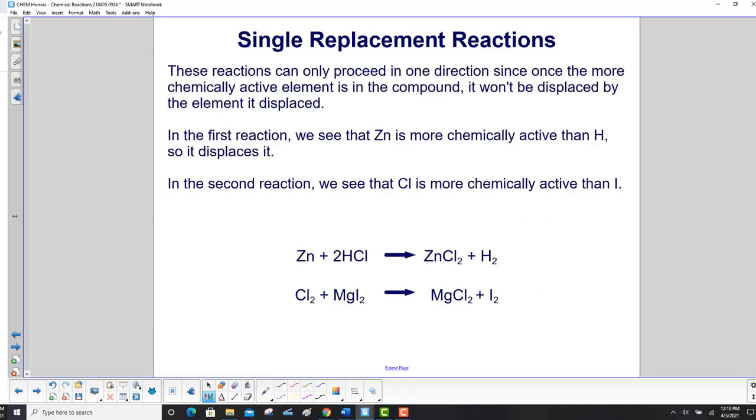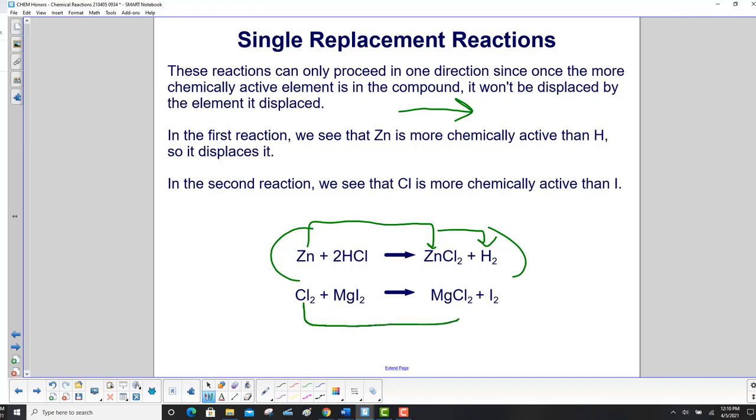These reactions can only proceed in one direction, since once the more chemically active element is in the compound, it won't be displaced by the element it displaced. This is unlike the composition and decomposition reactions, which are mirror images of each other. In the first reaction, we see that the zinc is more chemically active than hydrogen, so it displaces it. In the second reaction, we see that chlorine is more chemically active than iodine, so iodine is displaced.